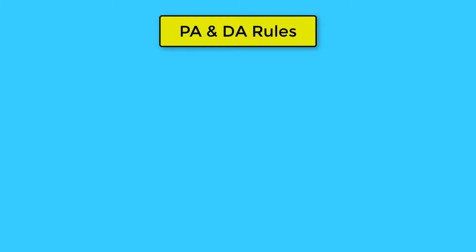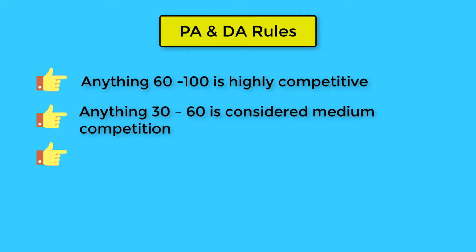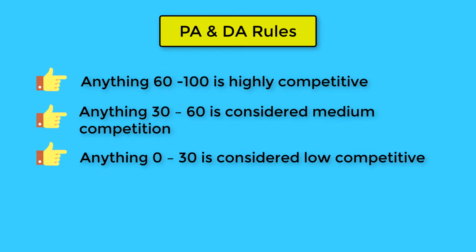Anything 60 to 100 is highly competitive. It's almost impossible to outrank. Anything 30 to 60 is considered medium competition. And anything 0 to 30 is considered low competitive. So you need to start with these keywords to start your optimization process.